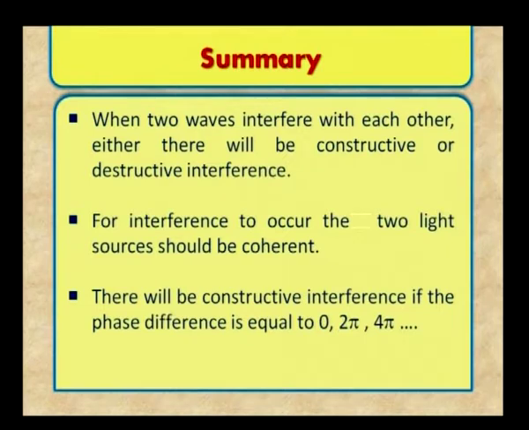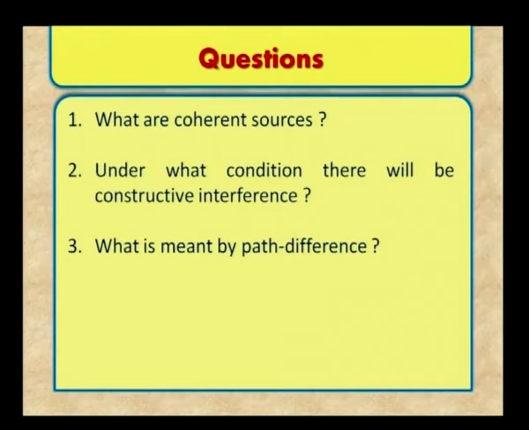For interference to occur, the two light sources should be coherent, and lastly there will be constructive interference if the phase difference is 0, 2 pi or 4 pi. 2 pi means one full wave, or 0 means no phase difference at all. Let us go to the questions. Question number 1, what are coherent sources? Question number 2, under what condition will there be constructive interference? Question number 3, what is meant by path difference?